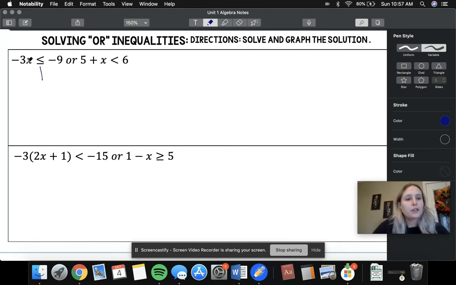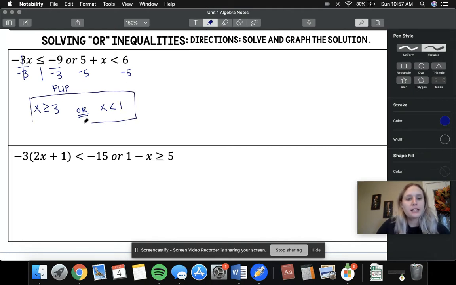I need to first solve this one. I'm going to divide by -3. And because I divided by -3, I'm going to flip the symbol. So I have x is anything greater than or equal to 3. Or we have this other solution, so we're going to solve that one. We have 5 plus x, so I'm going to subtract 5. Or x is anything less than 1. So there is my solution.